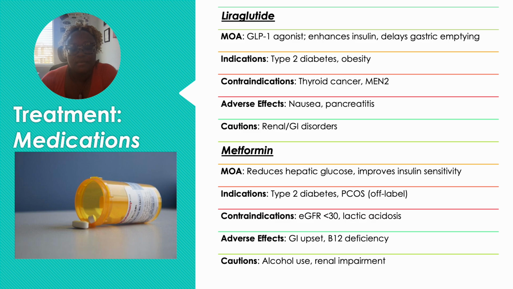And metformin. So what do we know about metformin? The mechanism of action for metformin, it reduces hepatic glucose, improves insulin sensitivity. The indications are for type 2 diabetics and PCOS. This is an off-label use. Some of the contraindications, the eGFR is less than 30, lactic acidosis. Some of the adverse effects we want to monitor for: GI upset, B12 deficiency. So we want to monitor that, particularly in the patients that are taking metformin.